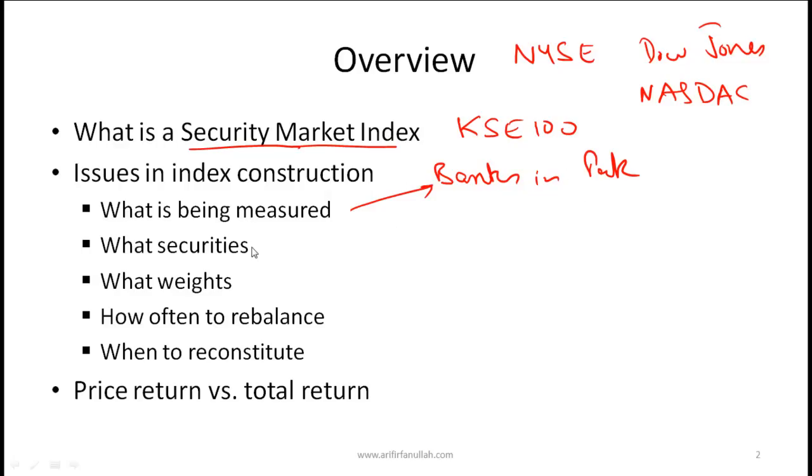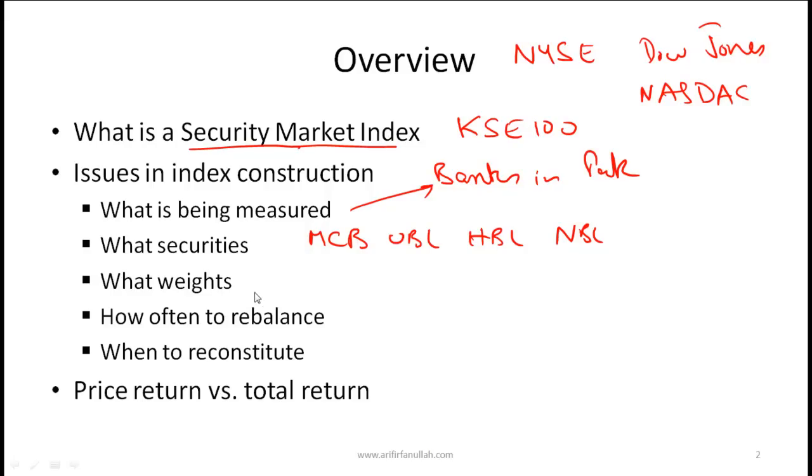Then we have to decide, based on this objective, what securities we should include. Clearly we need to include securities of banks in Pakistan. So we might decide, for example, to include MCB, UBL, HBL, National Bank, etc. So we have to decide which ones to include. We might decide just to include the biggest ones, or we might decide to include all the publicly traded banks, and so on. But clearly some thought process has to go into which particular banks to include.